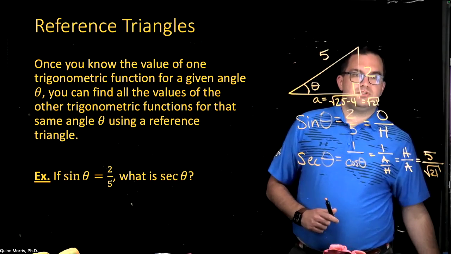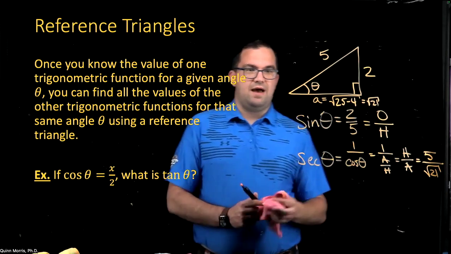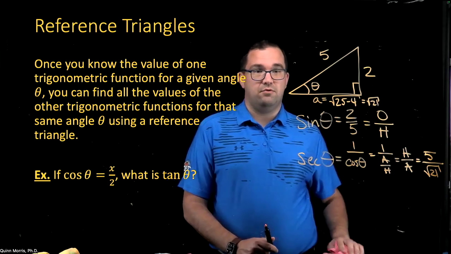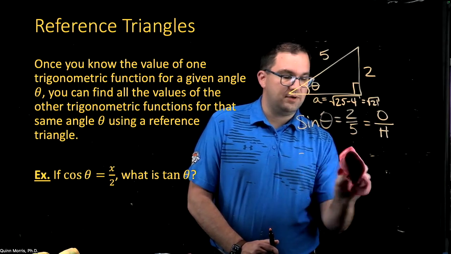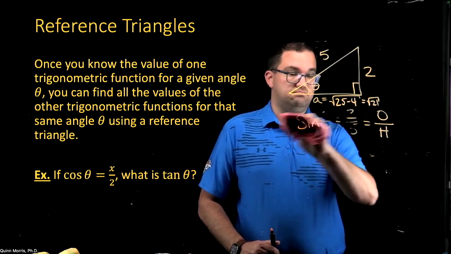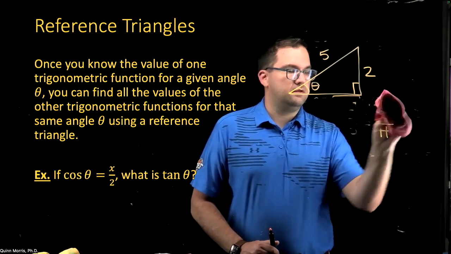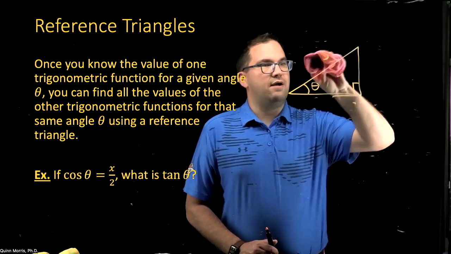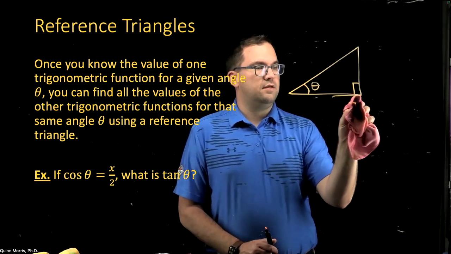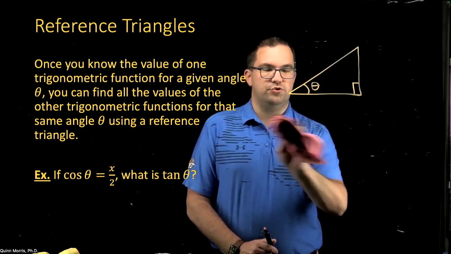Now, what if I were to change the problem ever so slightly? What if instead of having a fixed value, I actually had a variable value for, say, cosine of theta? Okay. Well, again, I can do exactly the same thing. Now my answers are just going to involve the variable x. I'm again going to create a reference triangle. Okay. This time, I'm given that cosine of theta is x over 2.